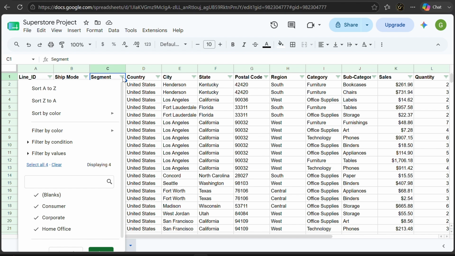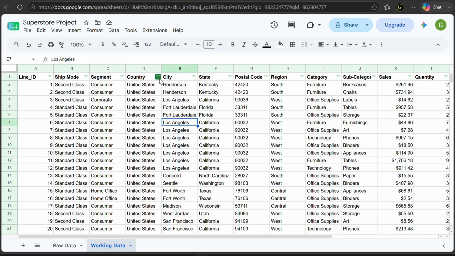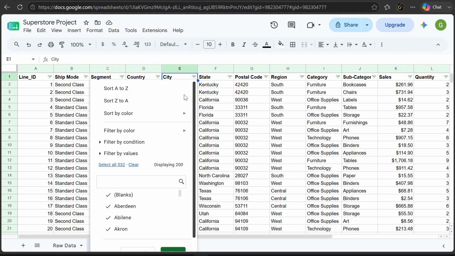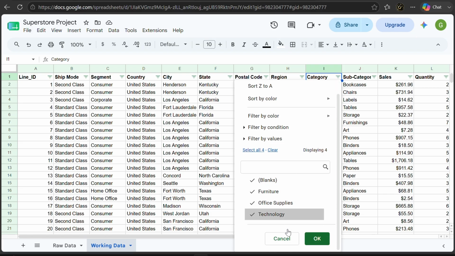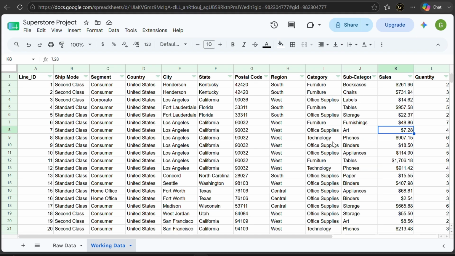The same thing happened with the segments. When we checked, you can see consumer, corporate, and then home office. The same thing happens with the country. The same thing happens with the city names too already. Region, which matters to us also, it's already proper. You have the category already proper, and then the subcategories, they are already proper. That means there's no need to do that anyway.